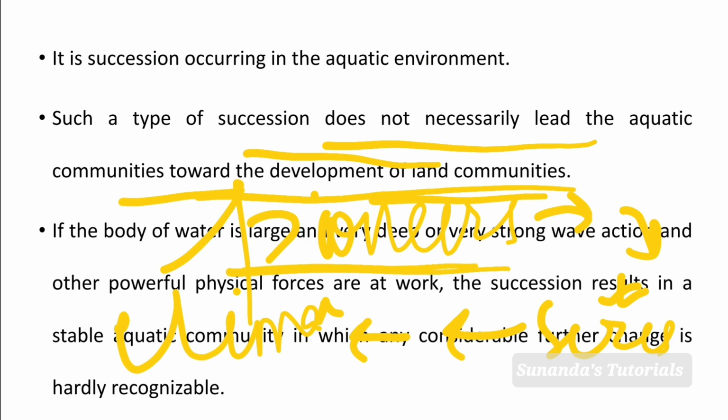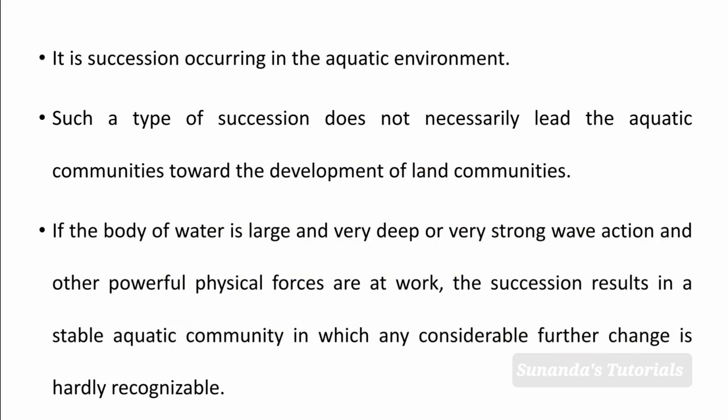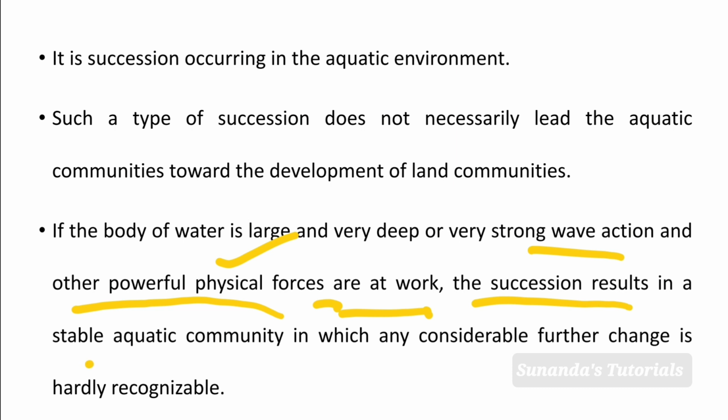So it is not necessary that aquatic community always leads to a stable land community. Sometimes if the body of the water is large and very deep, with very strong wave action and very powerful physical forces at work, the succession results in a stable aquatic community. That means a stable climax aquatic community in which any considerable further changes is hardly recognizable.